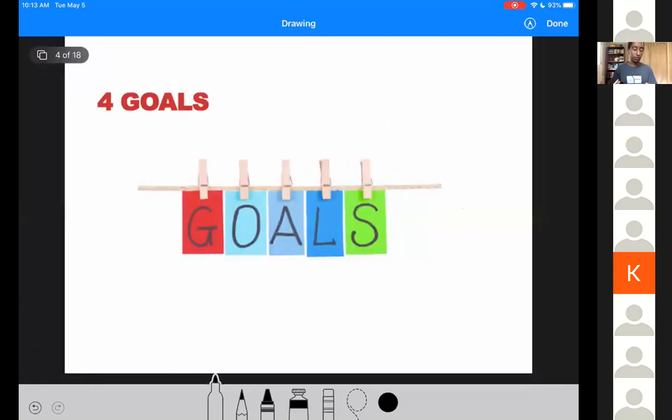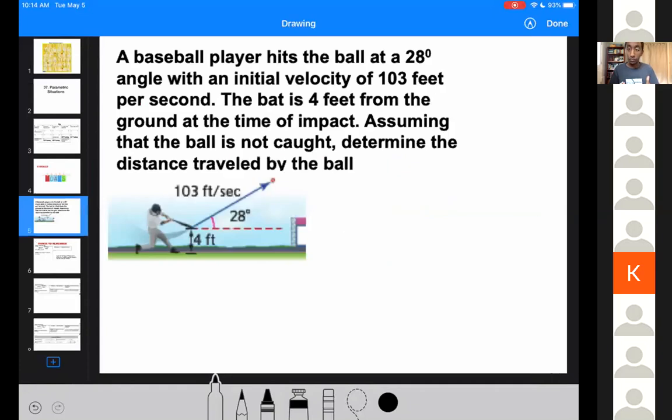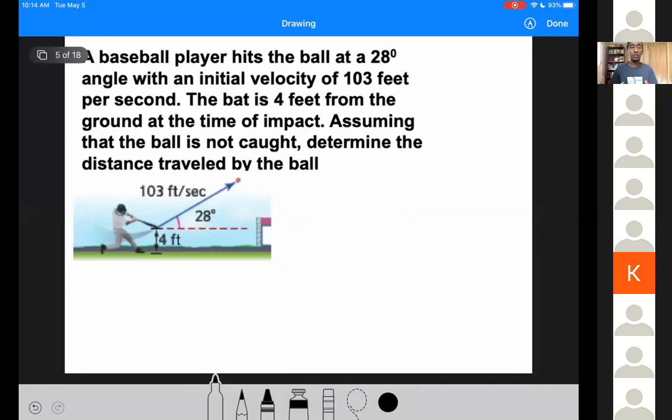As always, we see our 4 goals. We will learn math, build character, never give up, and ask why. All right, let's jump into it. So if you remember last week, we started the parametric unit by me showing you this problem and saying this is the problem we'll be able to solve by the end of class, and we'll do that now.